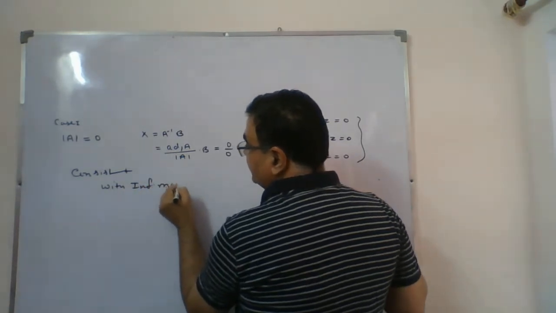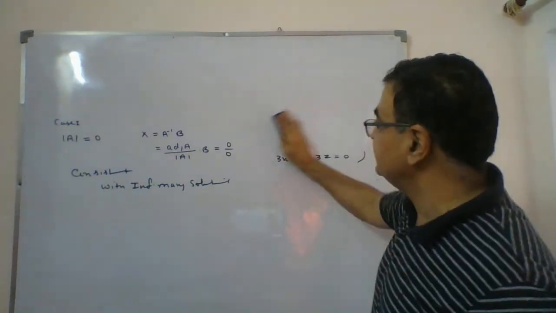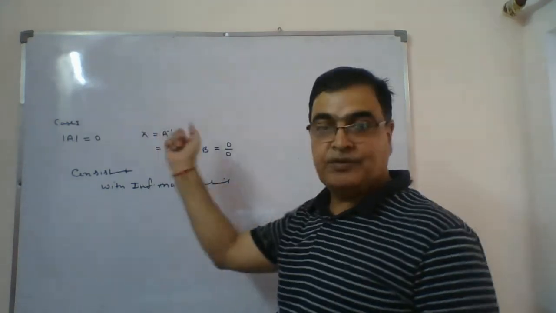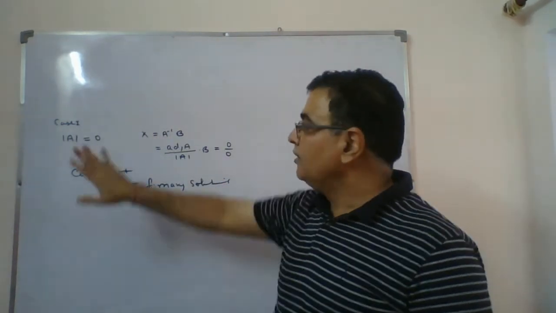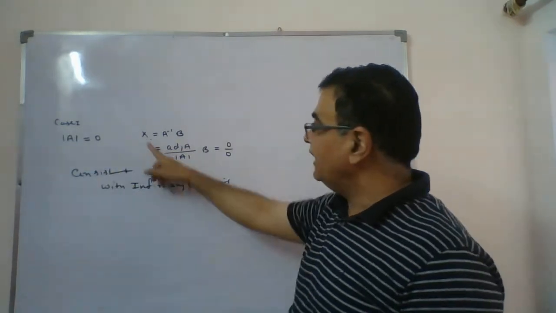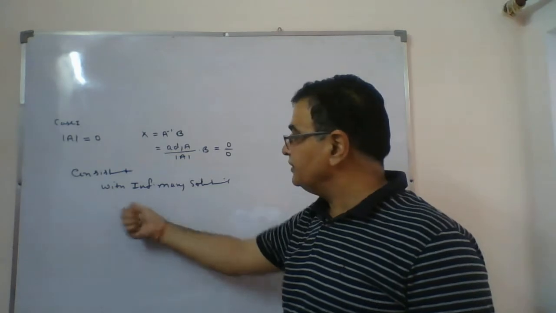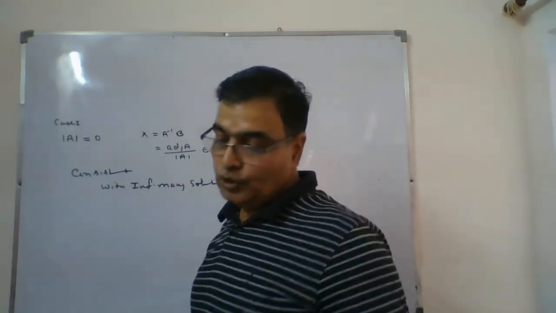infinite many solutions. So in this case, again, if you are calculating determinant A, and previous one determinant A not 0, then I told you only one solution, 0, 0, 0. But if determinant A is 0, then we'll say X will come out to be 0 by 0 form. That means the system will be consistent with infinite many solutions. And whenever infinite many solutions, I told you how to do it.